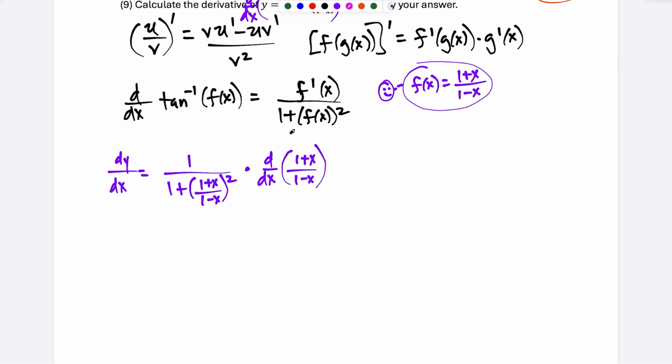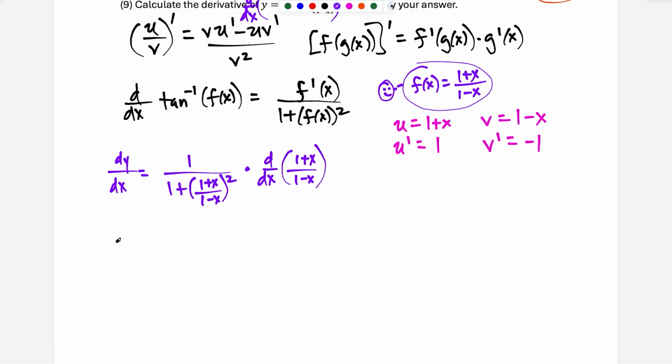So now for the next step, we're going to derive this part. And I like to call this using training wheels. What you could do is say u is the top part, that's the 1 plus x, and v equals the bottom part, 1 minus x. Then you find u prime, the derivative of 1 plus x, which is 1, and v prime, the derivative of 1 minus x, is negative 1. And I apply the quotient rule to derive this piece here.